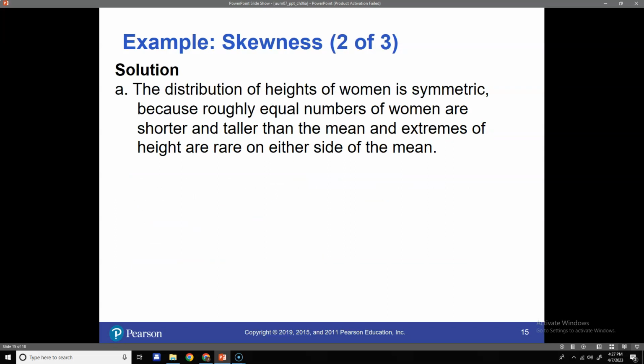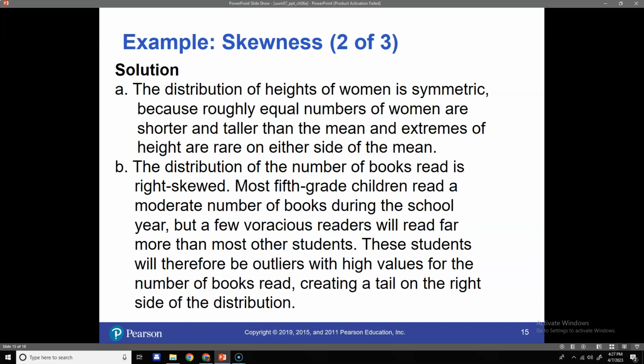Okay, distribution of heights of women is symmetric. Yeah, so it's well known. The distribution of the number of books read is right skewed. Okay, so it's how many they read. Some of the students read many more, so the outliers are the students that read lots of books there. Okay, I was thinking about that wrong. I was thinking about it in terms of during the year, just the total number of books being read. So I was a bit mistaken, but again, these examples can be kind of vague.